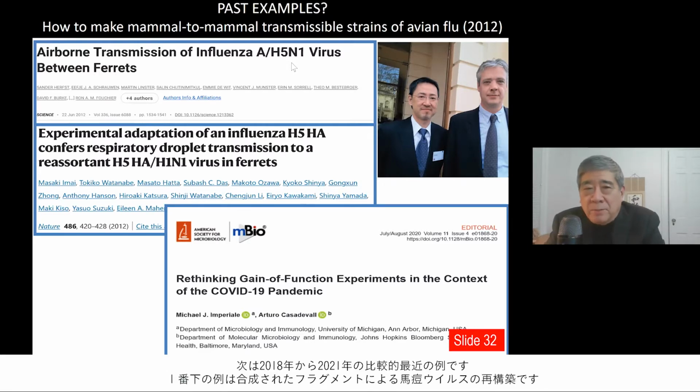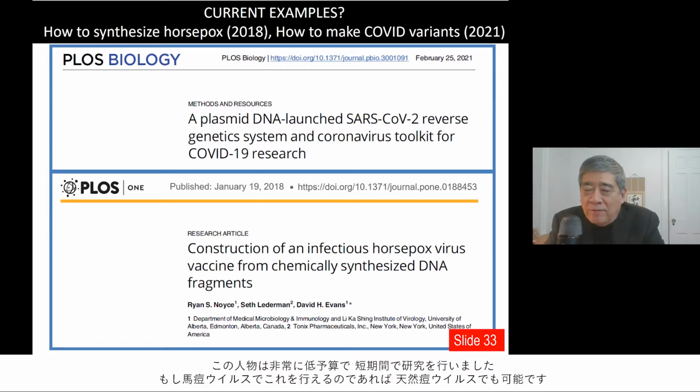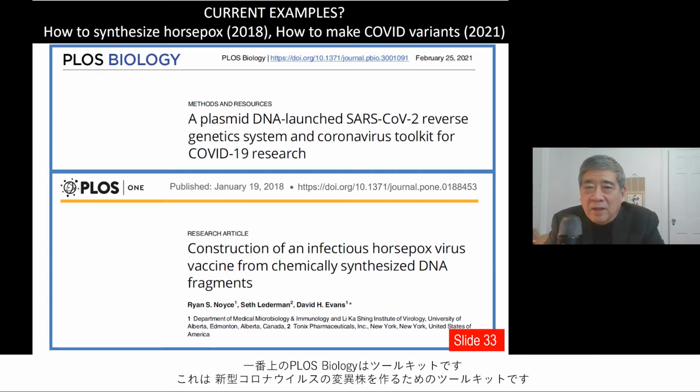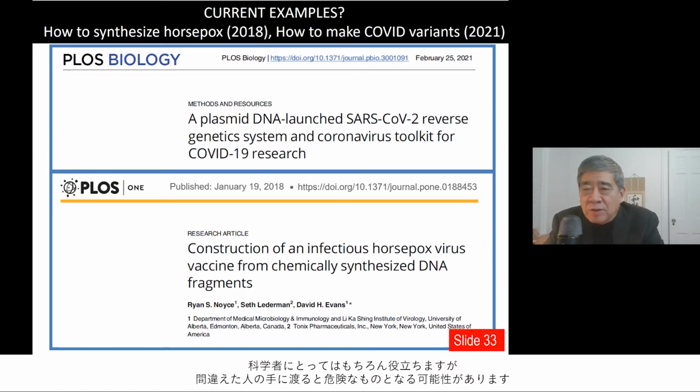Now, here are some recent examples from 2018 and 2021. The bottom one is the reconstruction of horsepox from synthesized fragments. And the person did that work at very low cost in a short period of time. And if you can do it with horsepox, you can do it with smallpox. The PLOS Biology one at the top is a toolkit, and it's a toolkit for creating COVID-19 variants. How to.